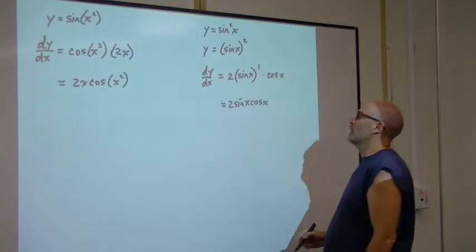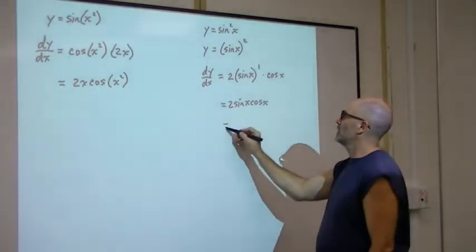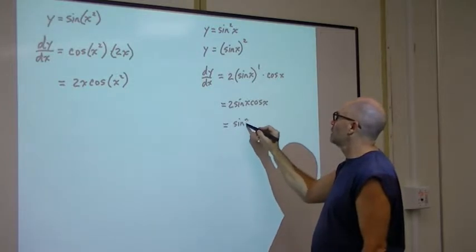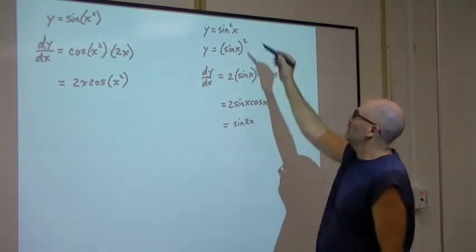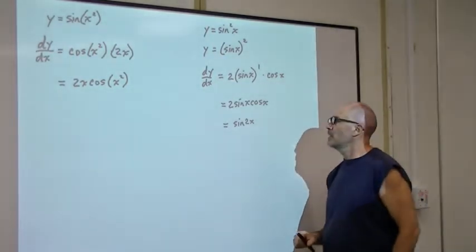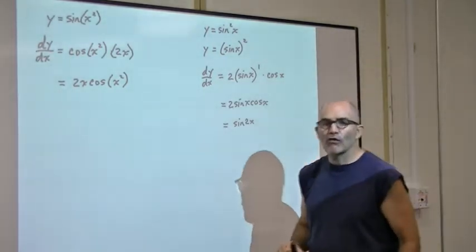So that's kind of interesting when you think about it, because if you remember this, 2 sine cosine is sine 2x. So the derivative of sine squared x is sine 2x. So that's it. Game over.